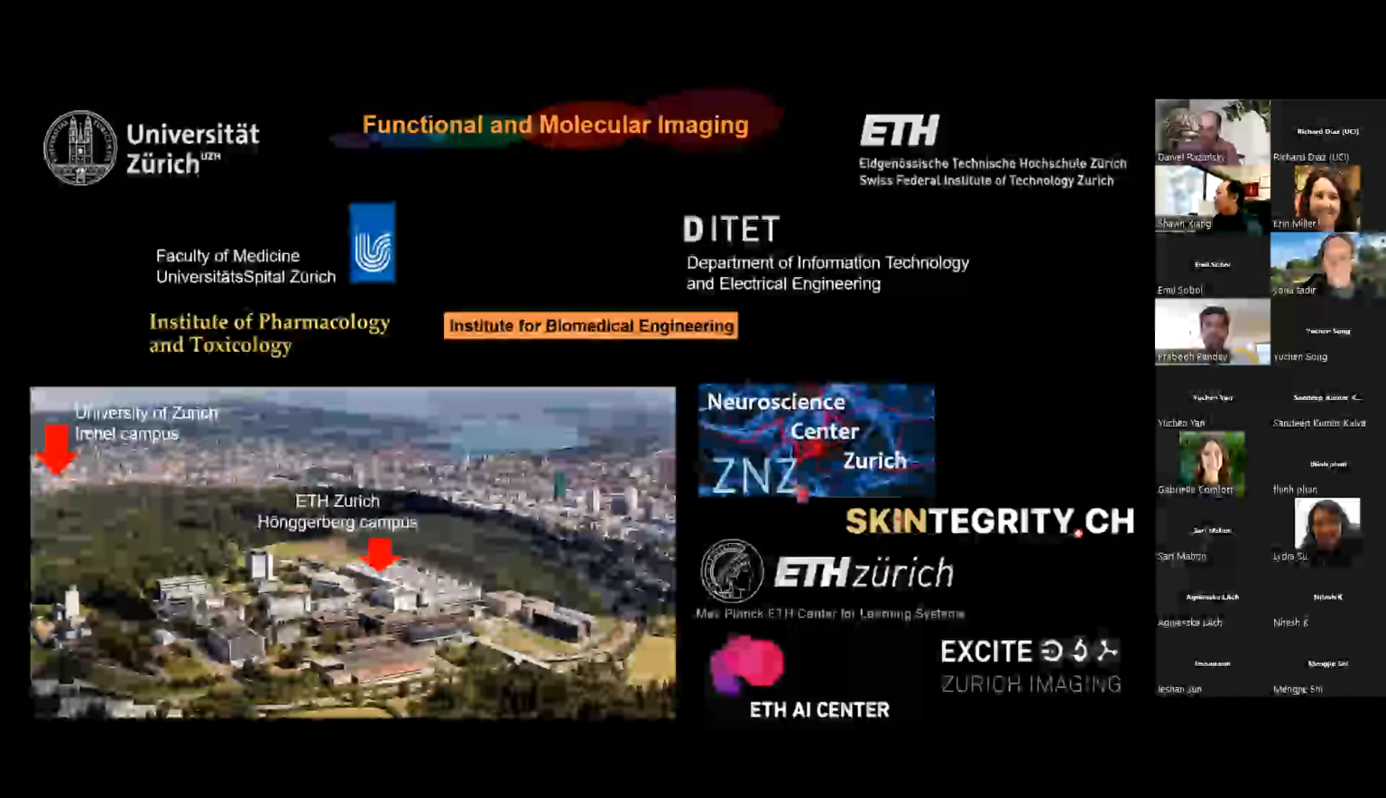And we are also very interconnected across the two universities and contribute to, well, now more than 5 competence centers, primarily the Neuroscience Center Zurich, the Skin Integrity Consortium, the ETH AI Center, and another joint Max Planck ETH initiative for learning systems, and also Excite, the Zurich Center for Imaging Sciences. There we extensively collaborate on various technical and algorithmic development projects, and also on the application side of things, for example, in the fields of neuroscience, cardiovascular diagnostics, and skin research.